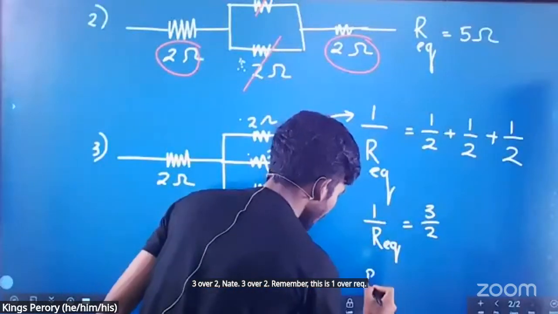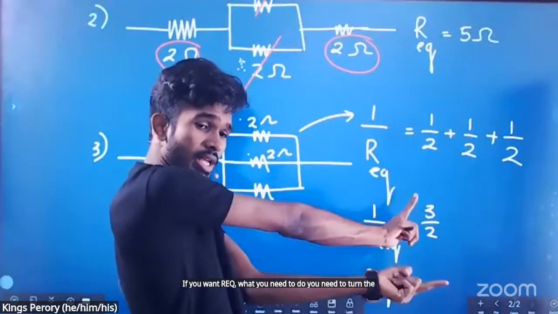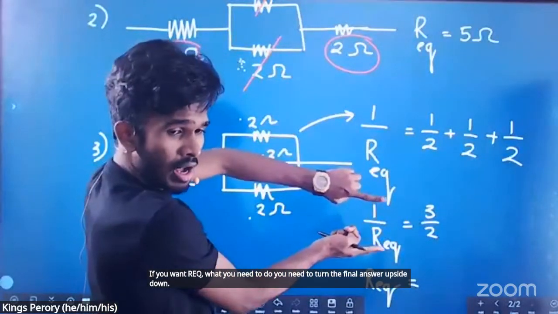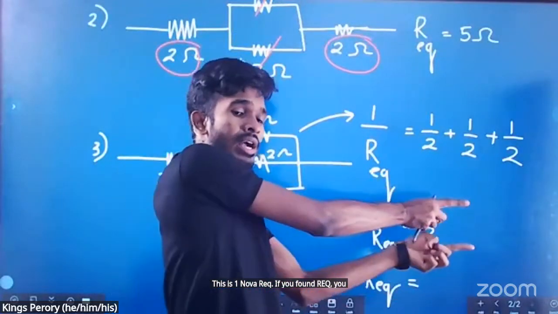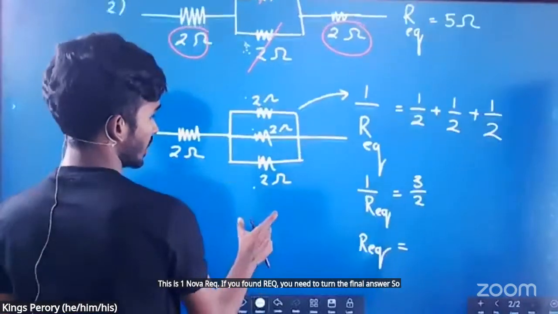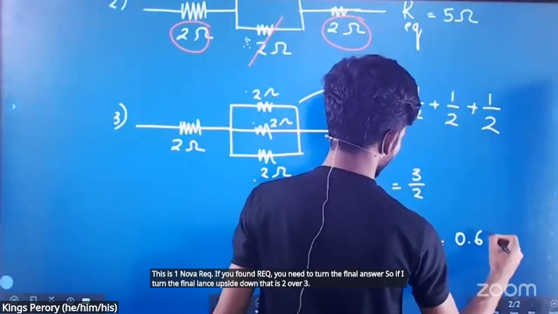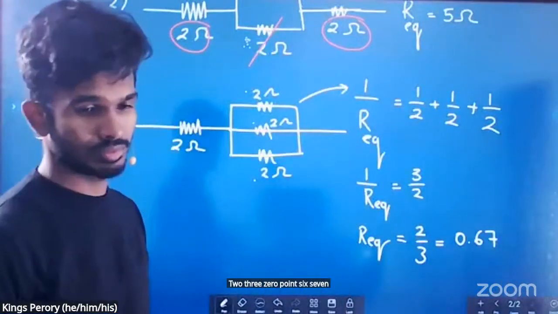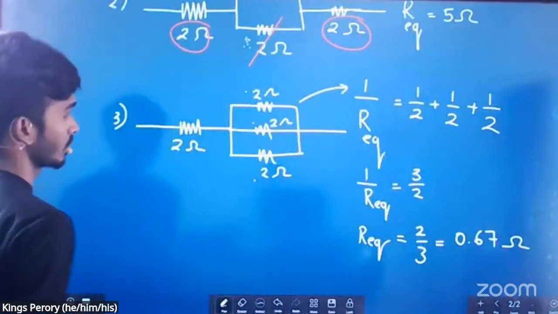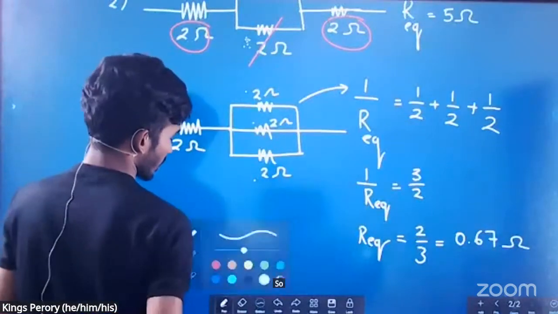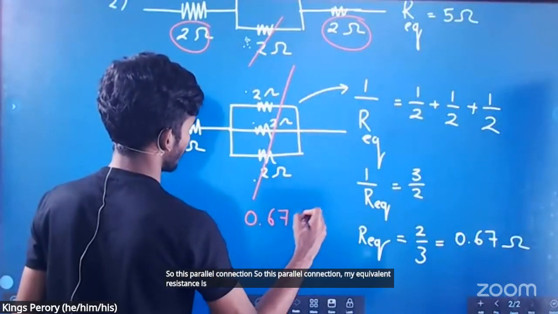If you want Req, what you need to do? You need to turn the final answer upside down. So if I turn the final answer upside down, that is 2 over 3. 2 over 3 is 0.67. So this parallel connection, my equivalent resistance is 0.67 ohm.